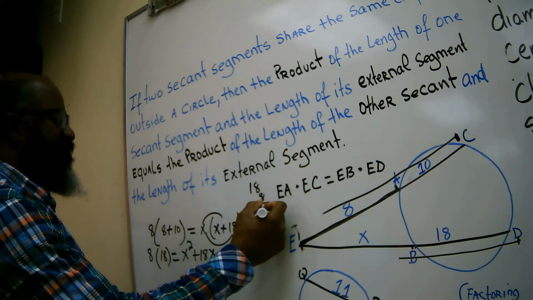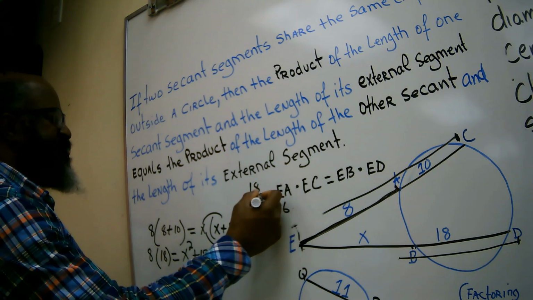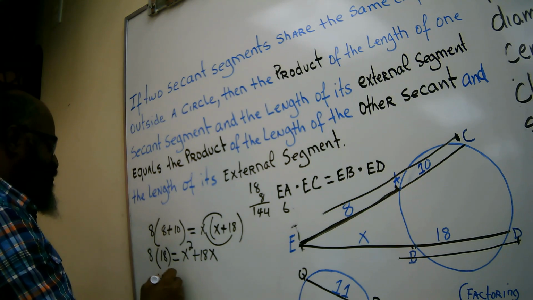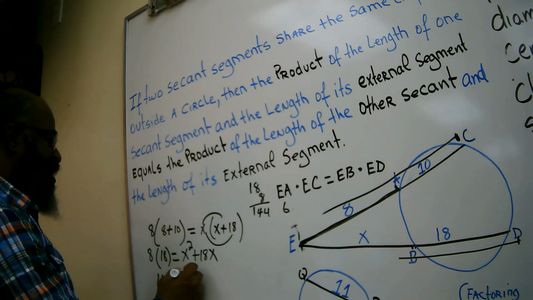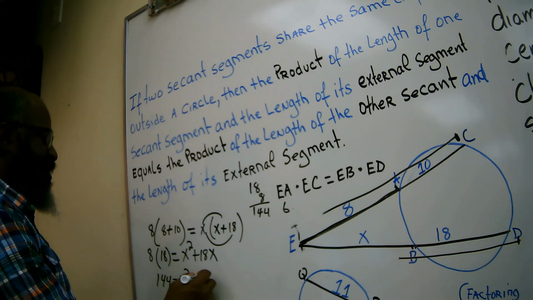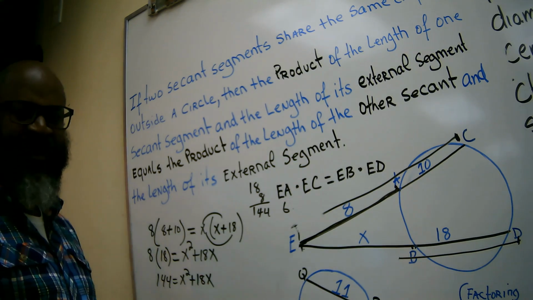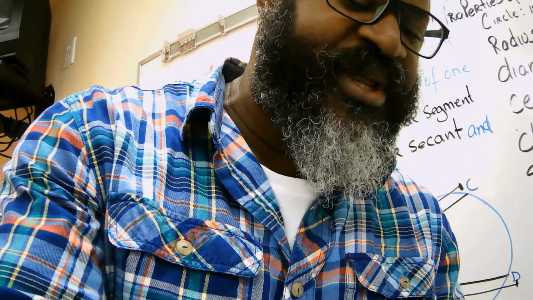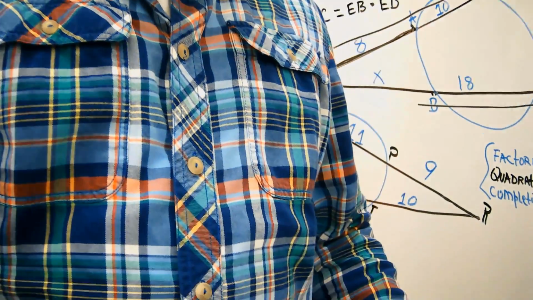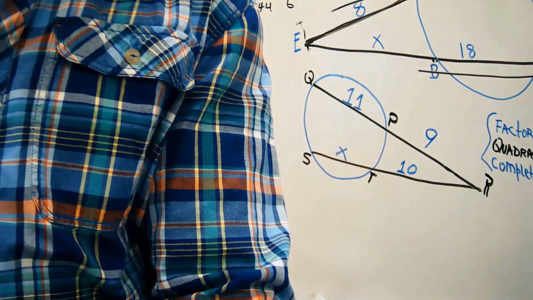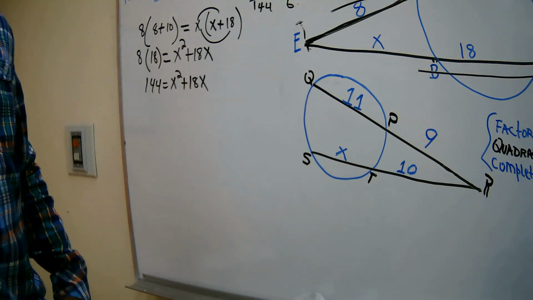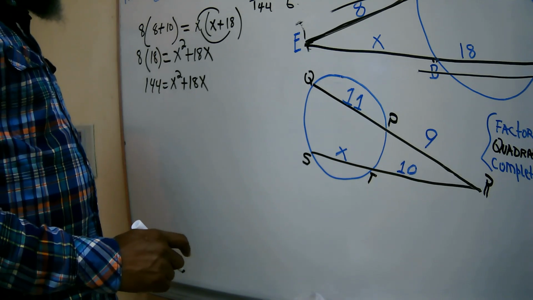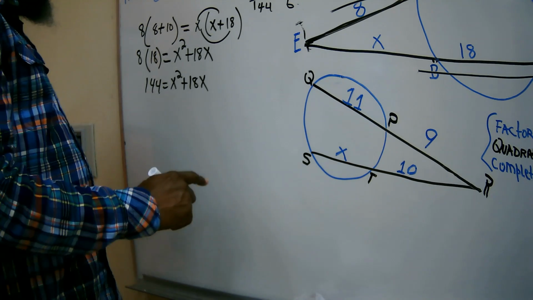So you will have 144 is equal to x squared plus 18x. Like I said earlier, your equation may become a quadratic. That's what we end up with. From prior knowledge, you will know how to deal with a quadratic. We can use the quadratic formula, factoring, or completing the square. In this case, I will use completing the square.